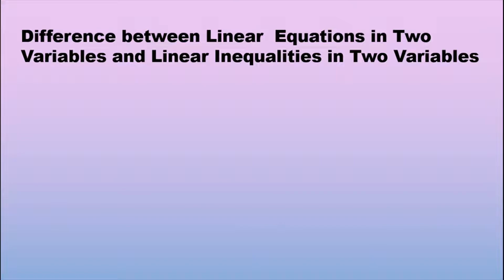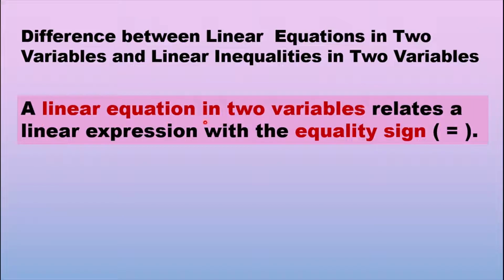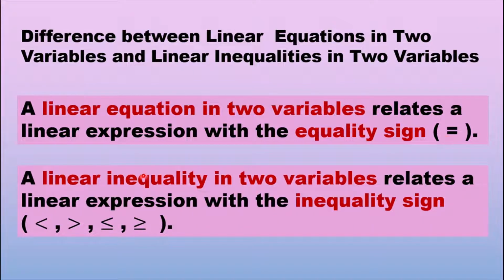The difference between linear equations in two variables and linear inequalities in two variables. A linear equation in two variables relates a linear expression with the equality sign. Okay, pag linear equation, we use the equality sign, equal sign, or equal symbol. A linear inequality in two variables relates a linear expression with the inequality sign. So, yung ating mga inequality sign is less than, is greater than, is less than or equal to, and is greater than or equal to.